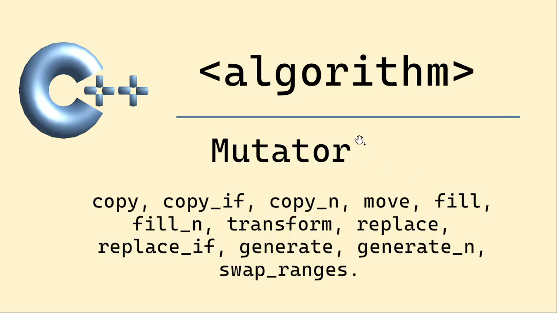Let us talk about mutator algorithms. These are presumably the most commonly used mutator type STL algorithms: copy, copy_if, copy_n, move, fill_n, transform, replace, replace_if, generate, generate_n, swap_ranges.